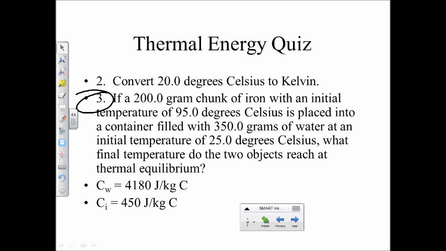We know that the iron is going to cool off and the water is going to heat up. And eventually they'll get to thermal equilibrium. We want to know what is the temperature for thermal equilibrium. The problem here gives us the specific heats of both things. This is the specific heat of water, 4180. We've been using 4186. Let's just round it off. And the specific heat of iron, 450.